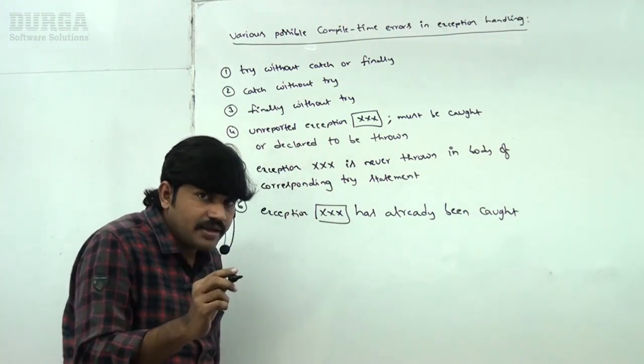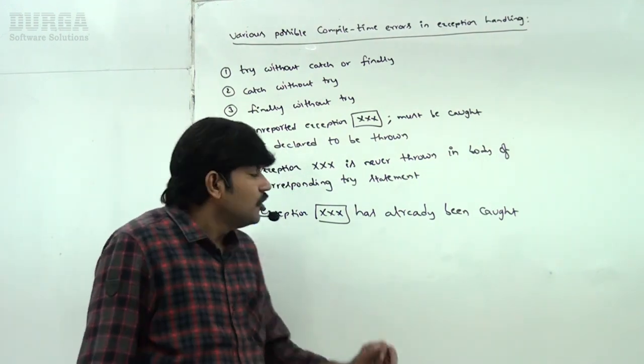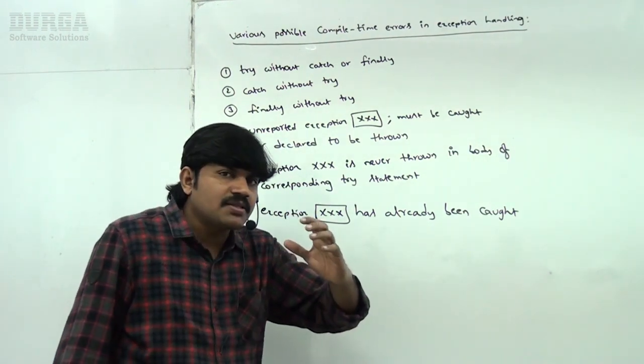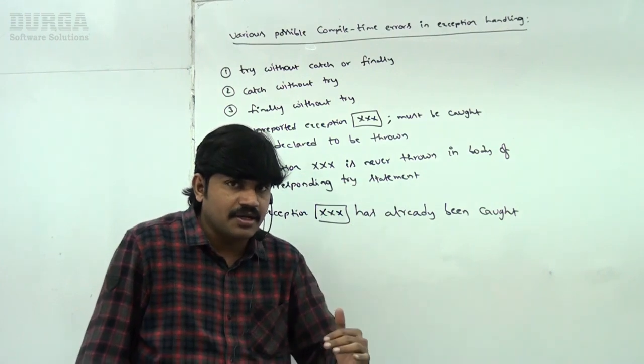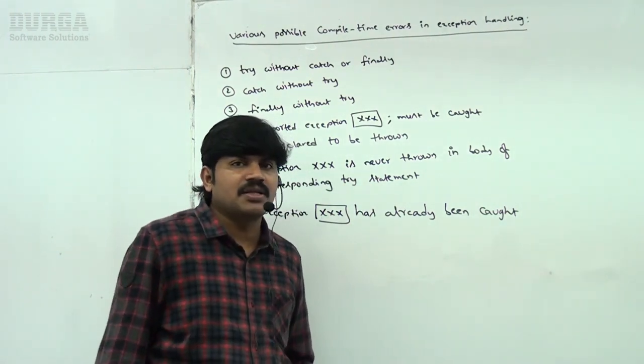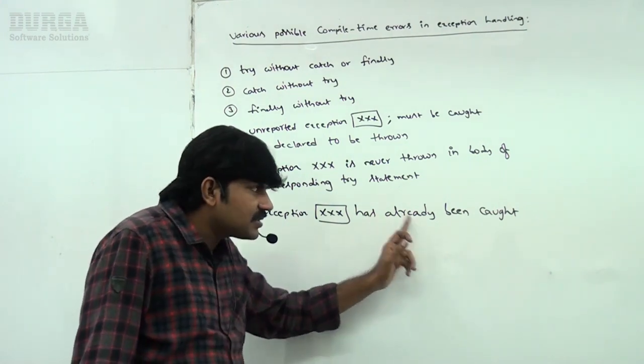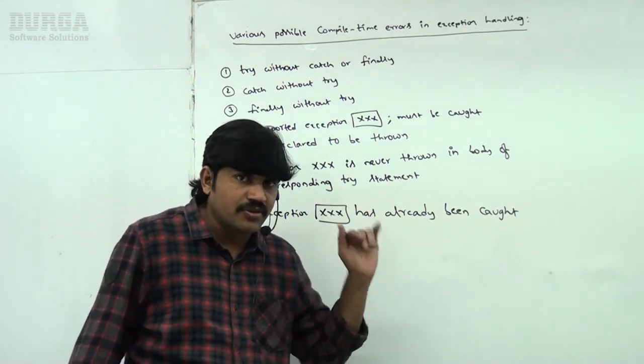So in try with the multiple catch blocks, order of catch blocks is very important, sir. Compulsory it should be from child and then parent. If by mistake parent catch block first and then child catch block next, immediately we are going to get error: Exception XXX has already been caught. This is the error we are going to get, sir.